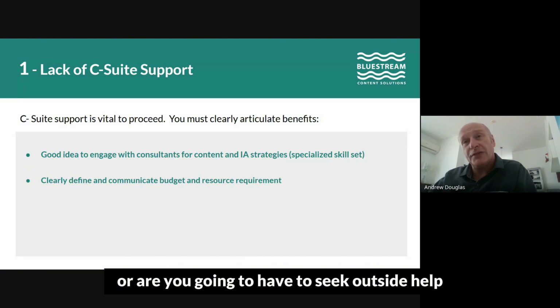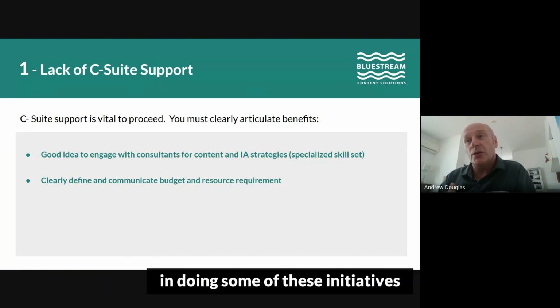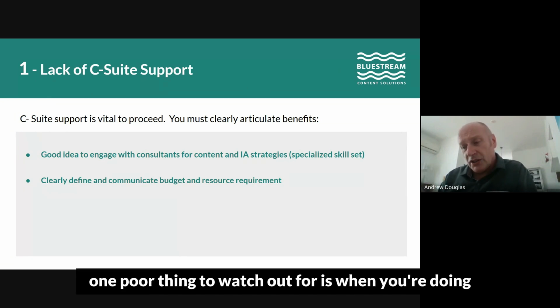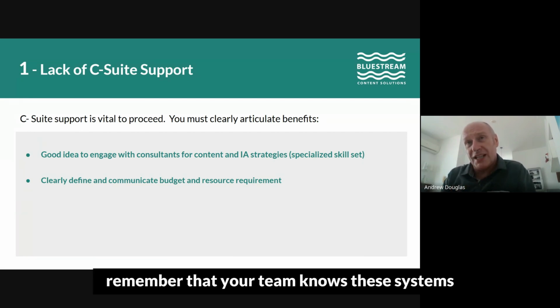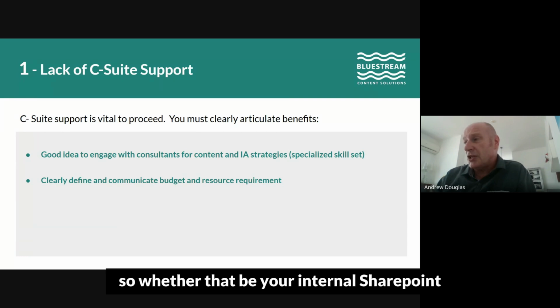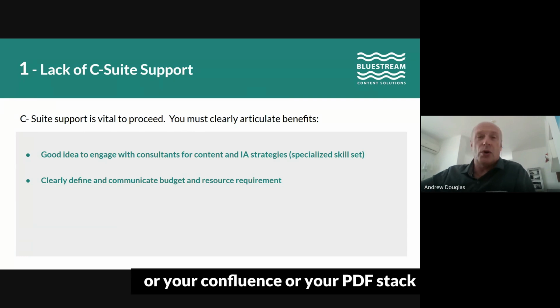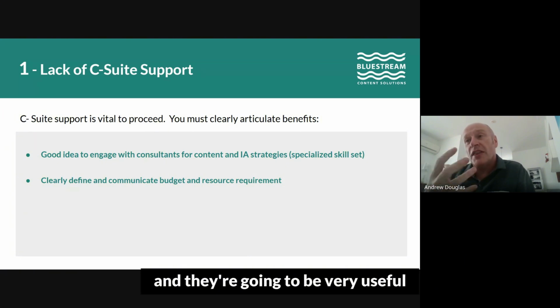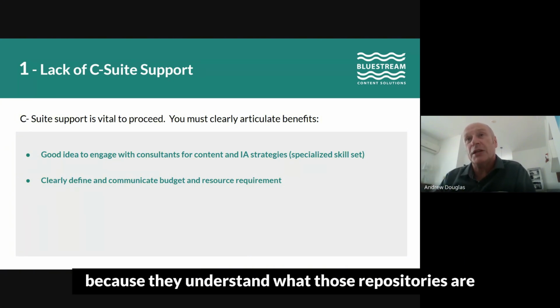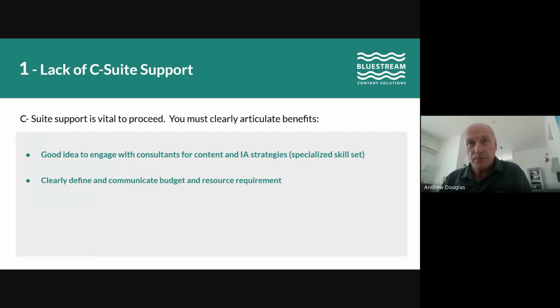Or are you going to have to seek outside help in doing some of these initiatives? There's usually a balance of both. One core thing to watch out for is, especially when doing integration of different systems, remember that your team knows these systems. Whether that be your internal SharePoint or your Confluence or your PDF stack, they know about the structures, and they're going to be very useful when bringing it in because they understand what those repositories are and how they work.